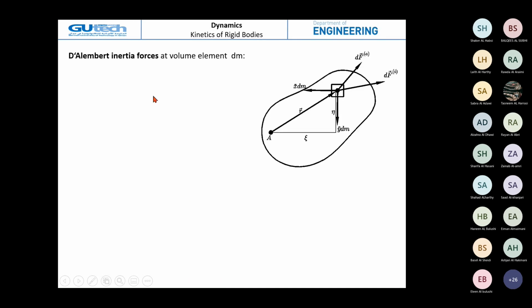Now, we use the same principle with the D'Alembert inertia force. We introduce it, shown here in red color. We get x dot dot dm and y dot dot dm.